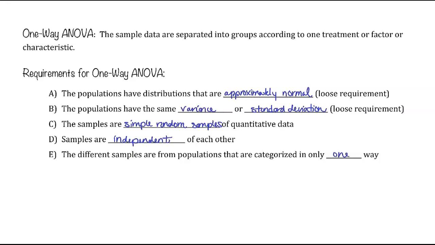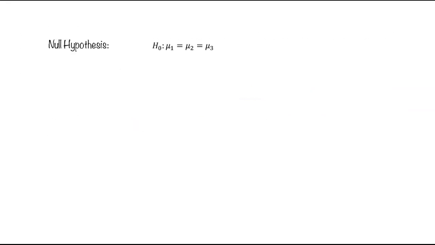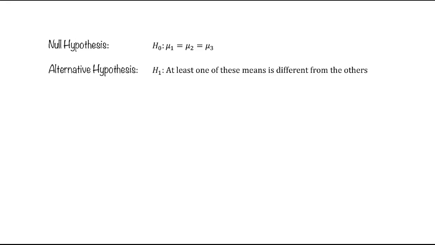When we are performing a one-way ANOVA, the null hypothesis is that the means are equal to one another. Here I have mu1 equal to mu2 equal to mu3, but we could have more than 3 means. The alternative hypothesis is that at least one of the means is different from the others.